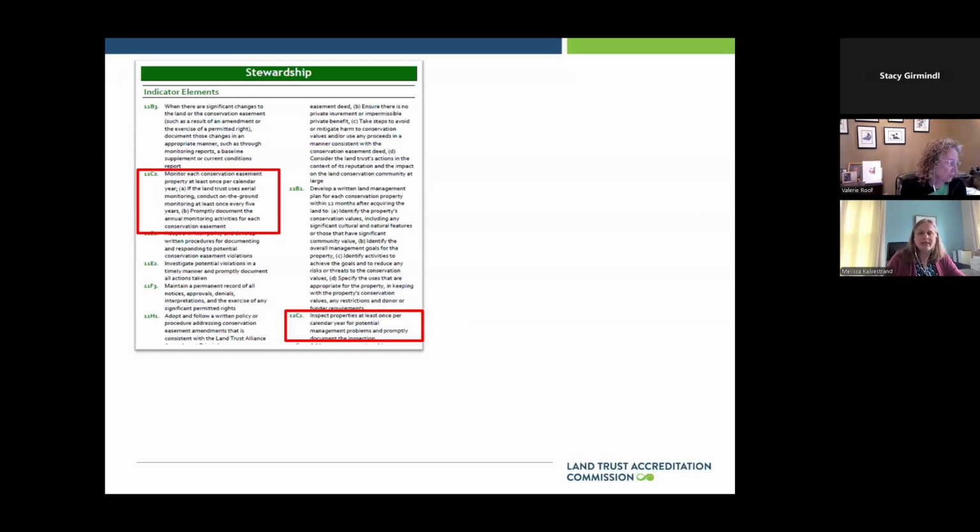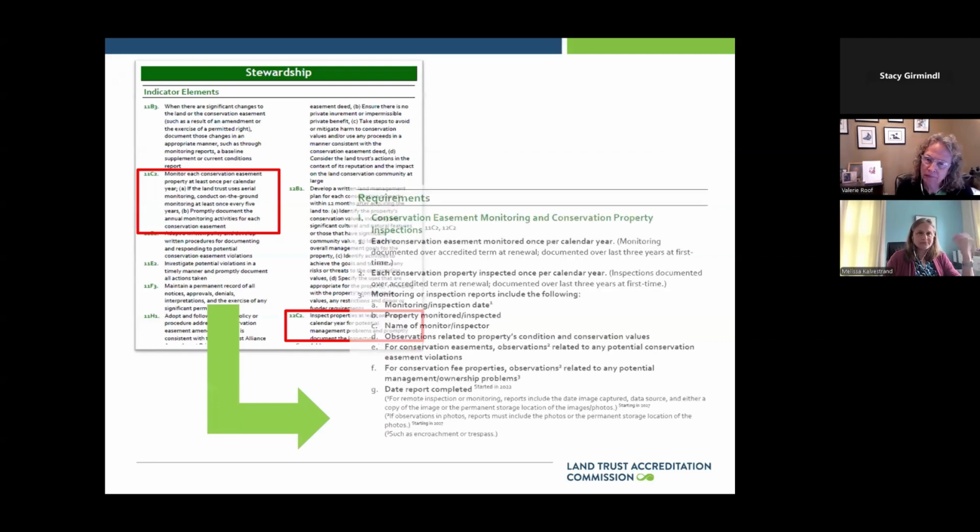So we take something like annual monitoring of conservation easements and annual inspection of conservation fee properties, which are in practice elements 11C2 and 12C2, and break it into the individual components of what we evaluate for inspections and monitoring. That's what those requirements are. Accreditation, we don't want it to be a black box of mystery. We try to be as clear as we possibly can about what we're looking for. So you can see here, we're looking to see that someone is monitoring and inspecting once a year, and the specific things that we're looking for in those inspection reports.